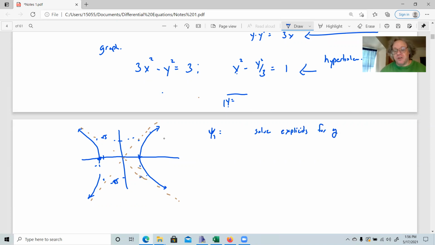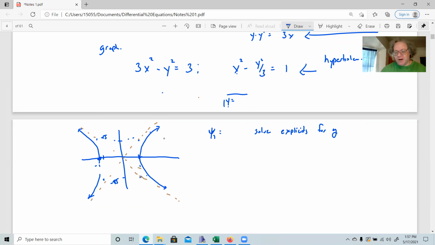I won't always ask you to do this. If it's too difficult, I will often just say, leave your solution implicitly, or not written explicitly as a function of y, right? You could leave it like this, and I'd be really happy with that. Unless we say solve explicitly for y.